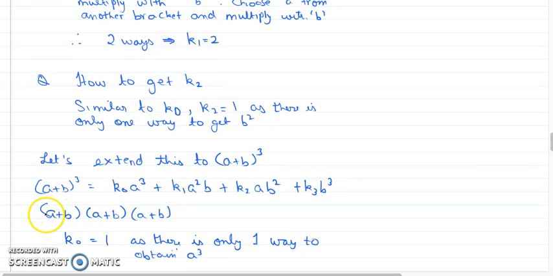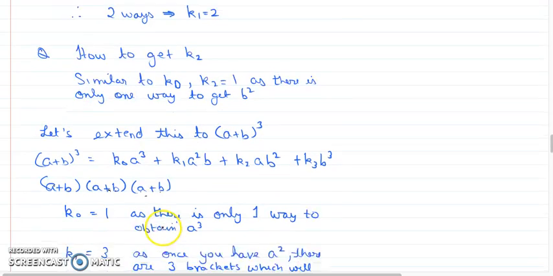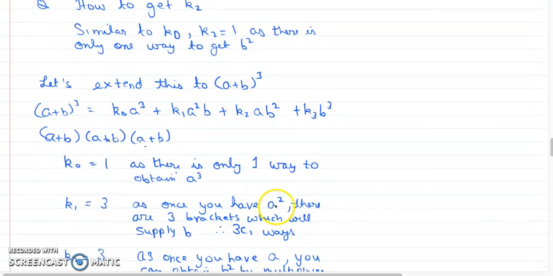There are 3 ways. You could do a times a and then multiply it with b from here, or a times a and multiply it with b from here, or a and then multiply it with b from here. So if you have an a square term, then you have 3 brackets out of which you can only choose 2. Once you have a square, there are 3 brackets which will supply b. You could choose b from this bracket, or this bracket.